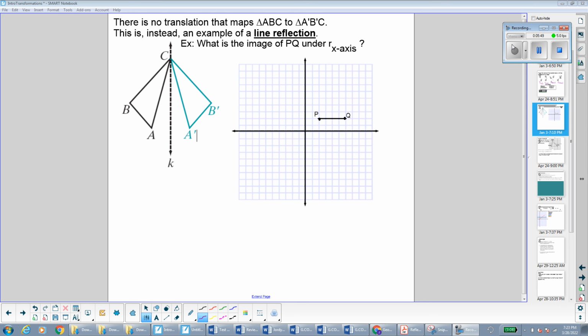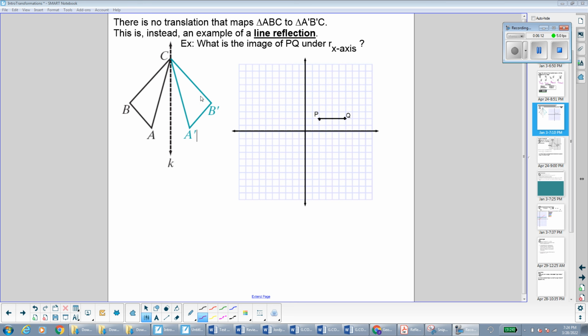There is no translation that maps triangle ABC onto triangle A prime, B prime, C prime. This is instead an example of a line reflection. A line reflection is kind of like a mirror image. You have a line of reflection that you're reflecting over, and you get the mirror image of the pre-image on the other side of the line of reflection.